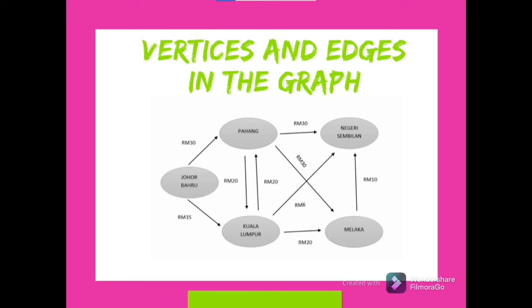From Pahang to Negeri Sembilan is RM30. And from Pahang to Melaka is also RM30. And Kuala Lumpur to Negeri Sembilan is RM6. And Kuala Lumpur to Melaka is RM20. And the last one is from Melaka to Negeri Sembilan, which is RM10.